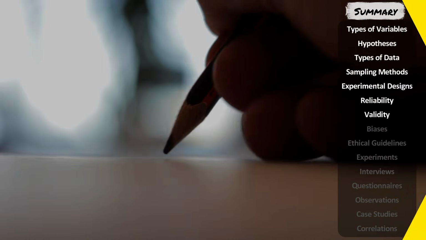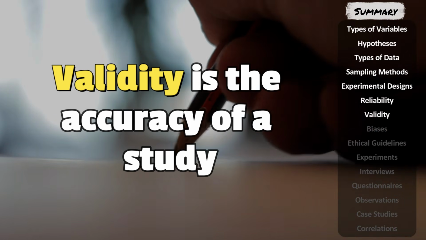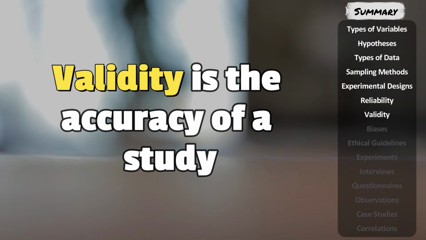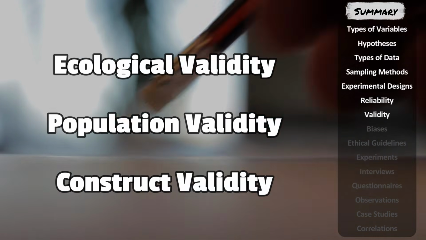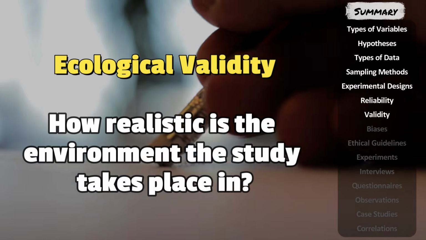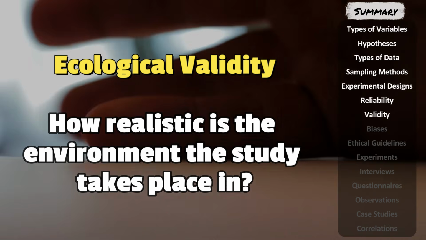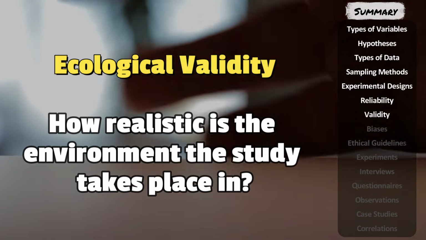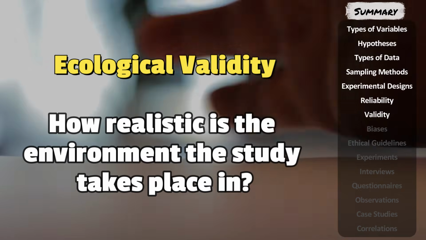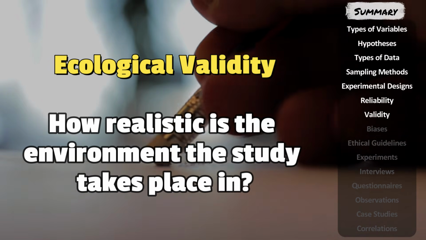We then come on to validity, and think of validity as how accurate it is. So if reliability is replicability and consistency, well, validity is all about accuracy. Is it correct? And there are 3 types that you need to know. The first is ecological validity. This basically means, is the research done in a realistic environment? Is the setting real? If so, then it has high ecological validity. If it's done in an artificial lab study, then that would be low in ecological validity.